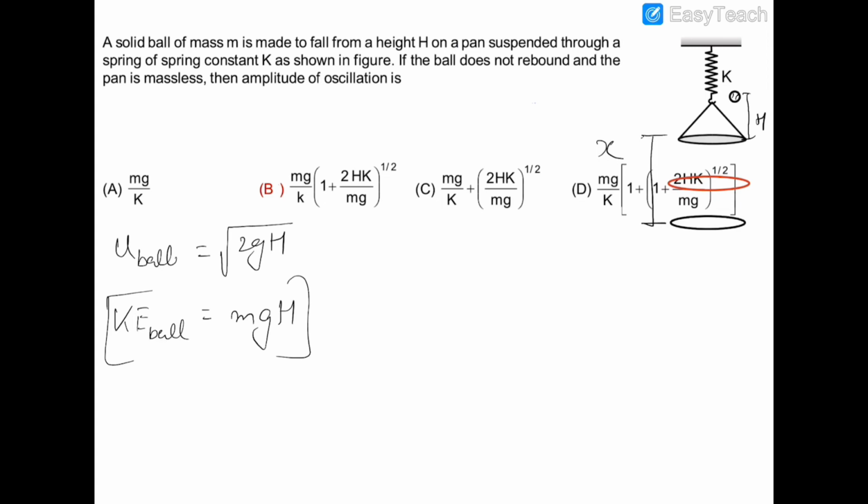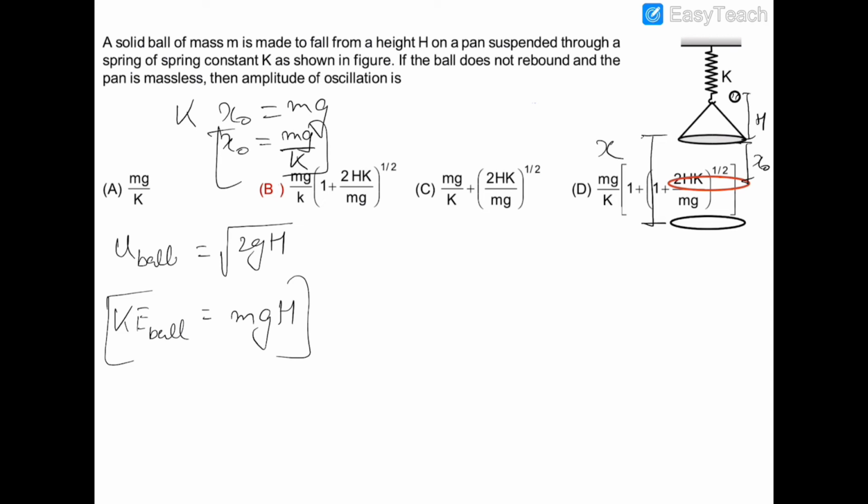Let us suppose that the displacement is x naught. So x naught can be directly calculated by the formula k x naught equals mg. The pan is massless, so the only mass which is oscillating in the system is m, the mass of the ball. So the equilibrium condition says that x naught would be mg by k. This is the equilibrium extension of the spring.